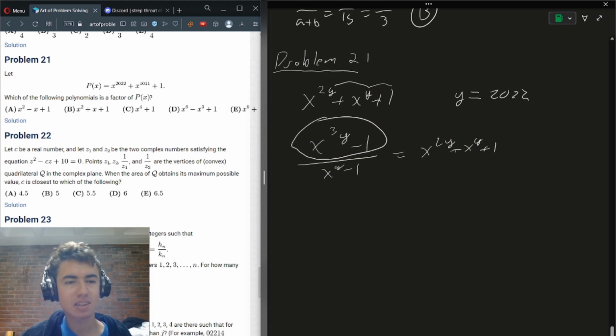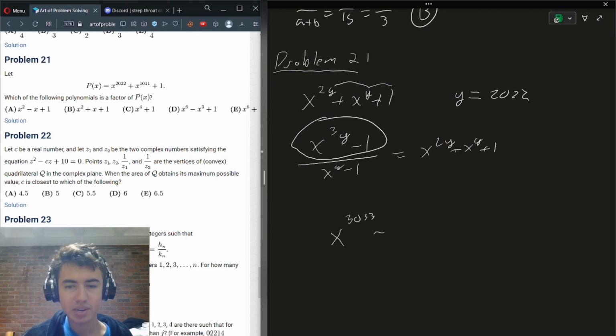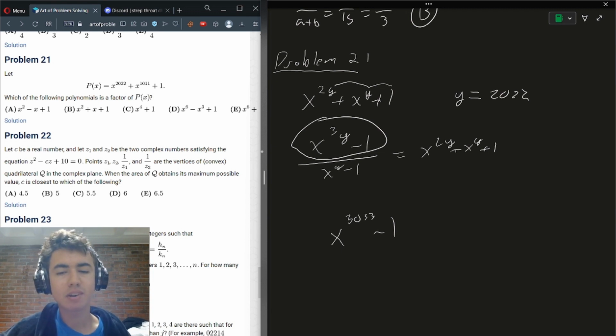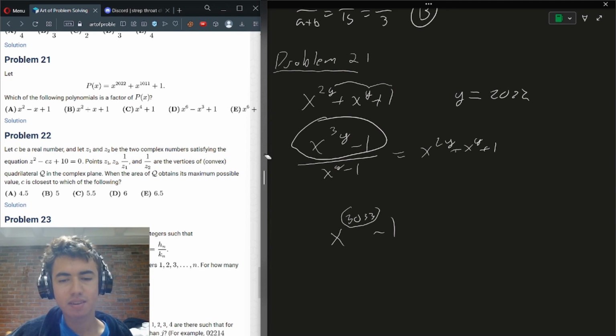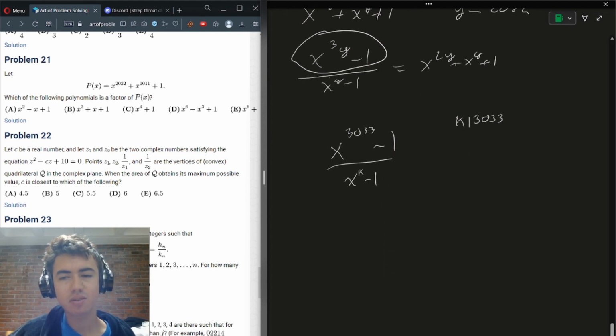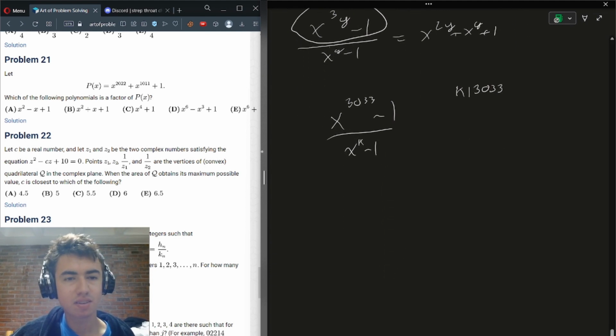So now I'm just going to plug 3y back in to get x to the 3033 minus 1. Let's think, what are the factors of this? Using a similar idea for the difference of powers, if k is a factor of 3033, then we know that x to the k minus 1 is a factor, for the same reasoning. So let's just think, what are the factors of 3033?